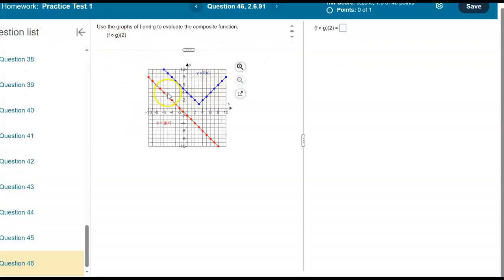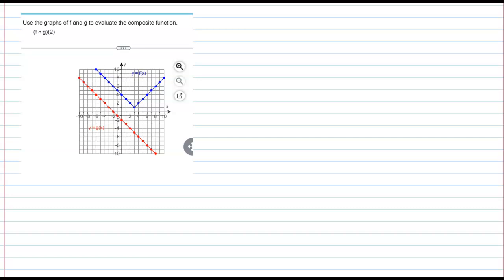Now what about this? You are given the graphs of f and g and you want to evaluate f circle g at 2. So this is a composition of functions. This is not a product of functions. F circle g of 2 means f of g of 2. So what does that mean? That means you have to get g of 2 first. So what is g of 2?